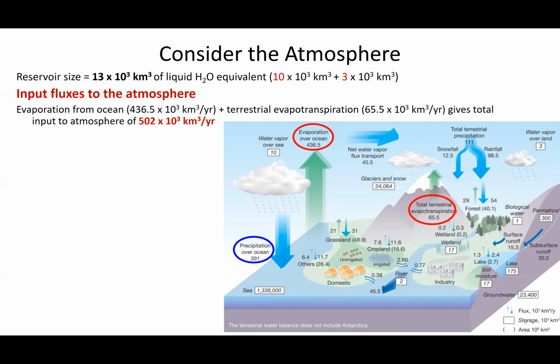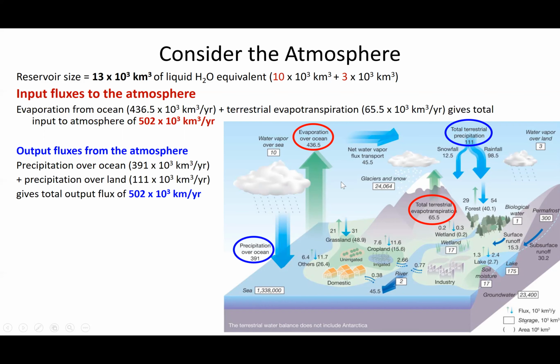If we now look at output fluxes from the atmosphere, then we have total precipitation over the ocean, from the atmosphere over the ocean into the ocean, and that's 391,000 cubic kilometres per year. And from the atmosphere over land onto land, we have 111,000 cubic kilometres per year. And you'll notice that that number adds up to exactly the same number as the input fluxes to the atmosphere.